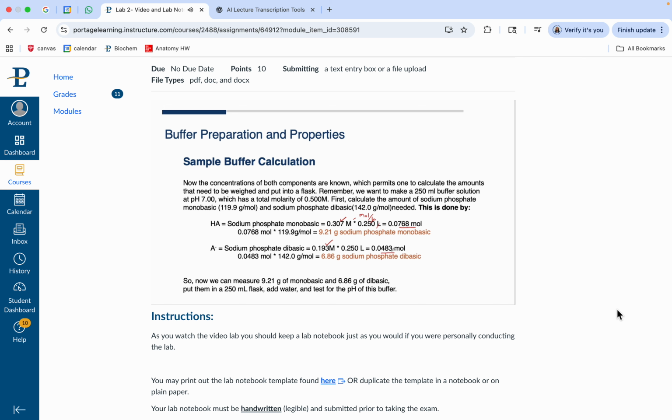Same thing for the dibasic. We end up with 0.048 moles of this, the dibasic. And then finally, for each one of these, we can actually then get the number of grams. So that would end up being 9.21 grams of this monobasic, and also 6.86 grams of the dibasic. And if we measure these out on a balance, and then add those to a 250 milliliter flask, add water, we can test for the pH. It should be really close to 7.